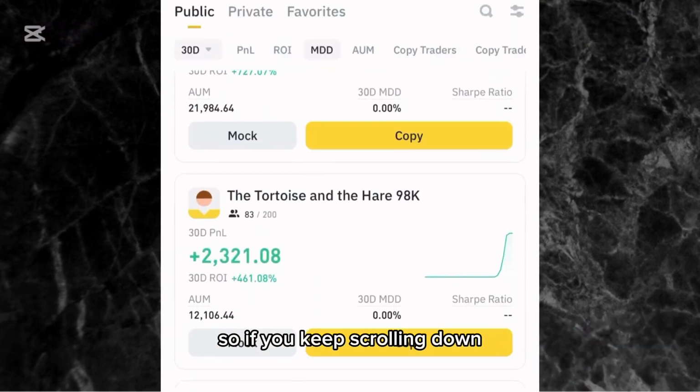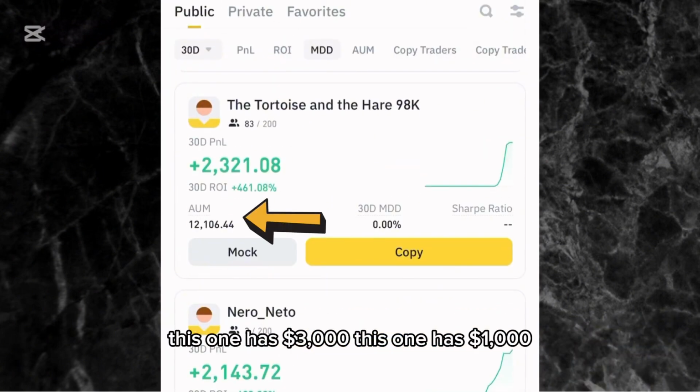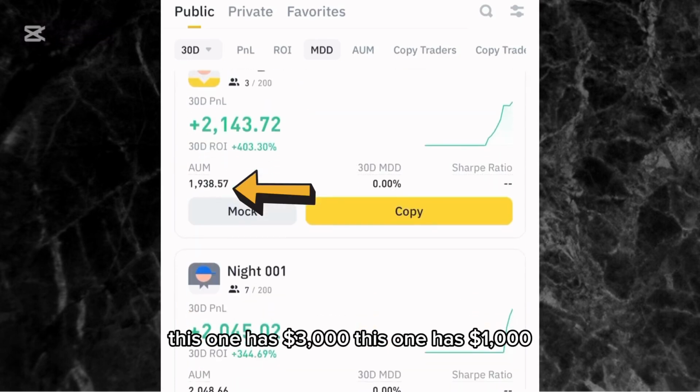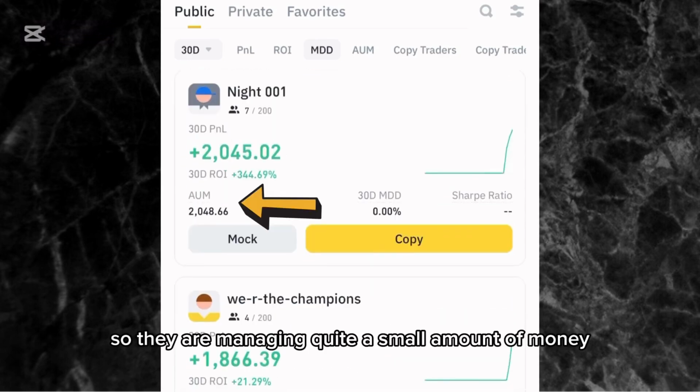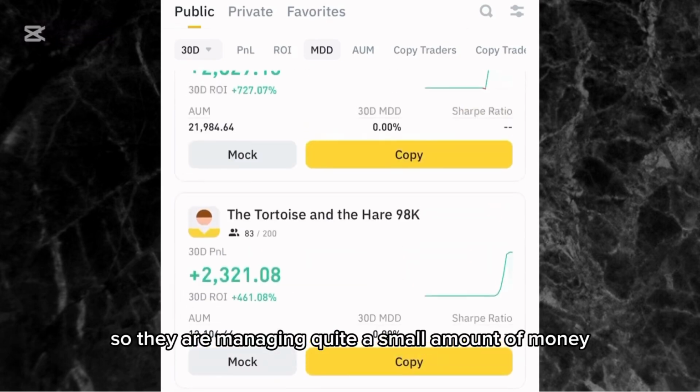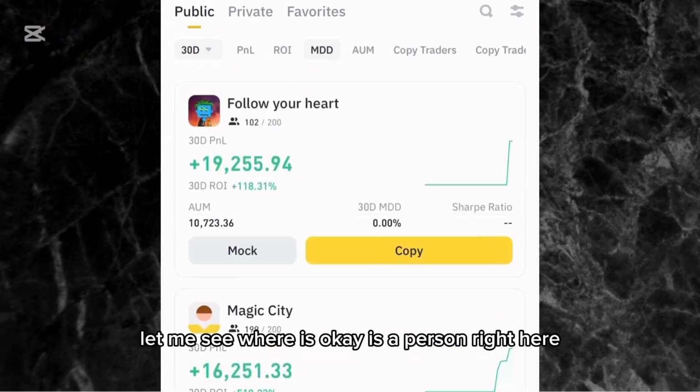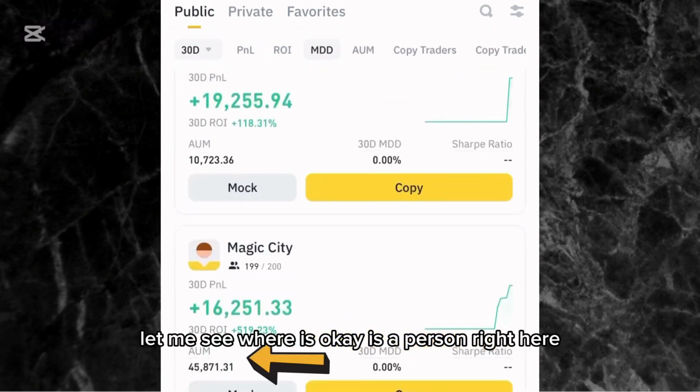So if you keep scrolling down, you see the other people right here. This one has $12,000, this one has $1,000, this one has $2,000. So they are managing quite a small amount of money. But that person with $45,000, let me see where is the person. Okay, this is the person right here. So I think the person has $45,000 asset under management.